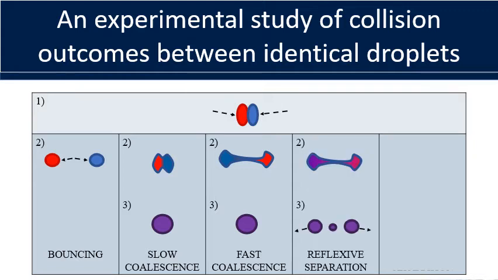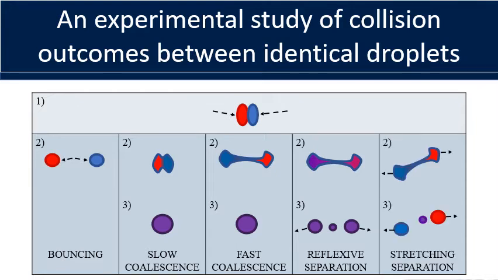And then we have reflexive separation where they do much the same thing but then separate, but they're still fairly well mixed and they can produce more than 2 secondary droplets. And the fifth one is a stretching separation where they don't well mix at all, but they kind of graze past each other, but they sometimes produce well mixed secondary droplets.